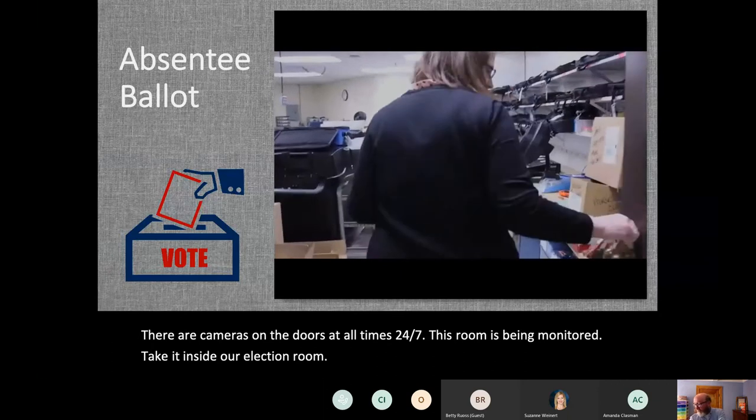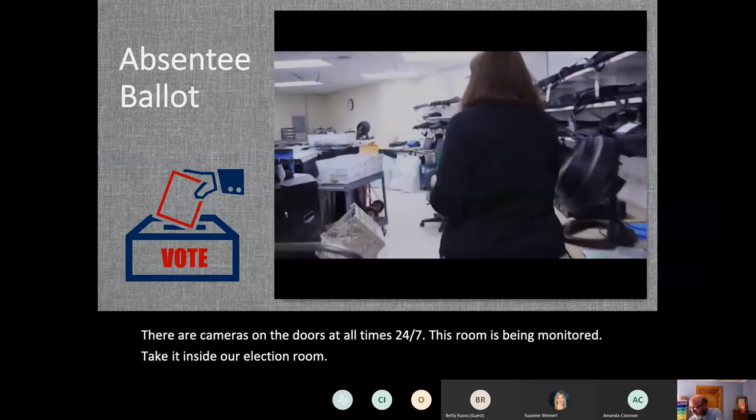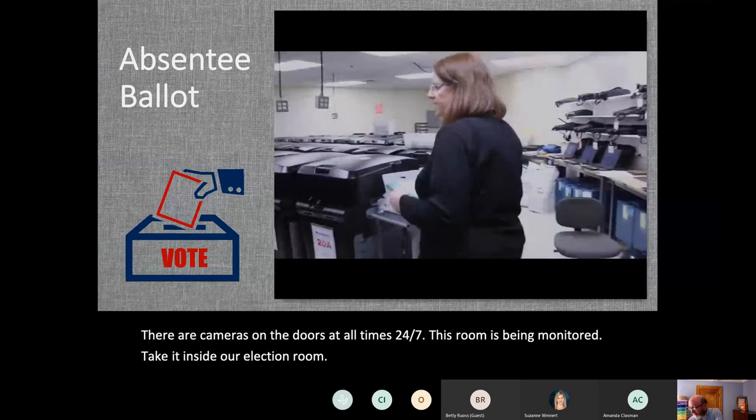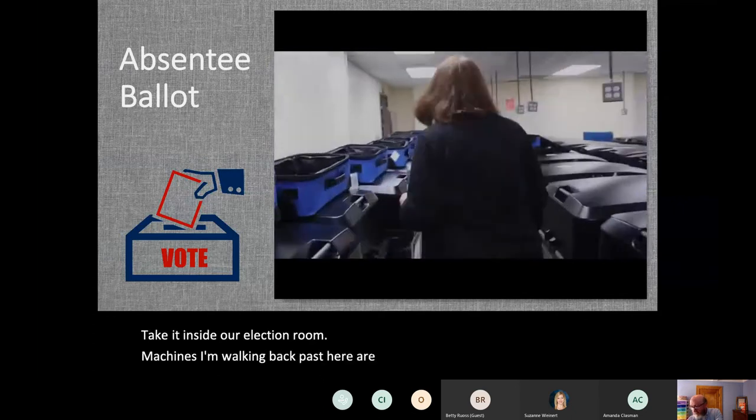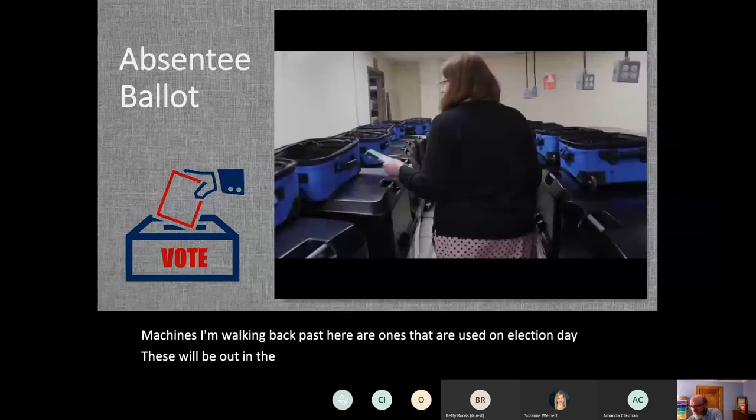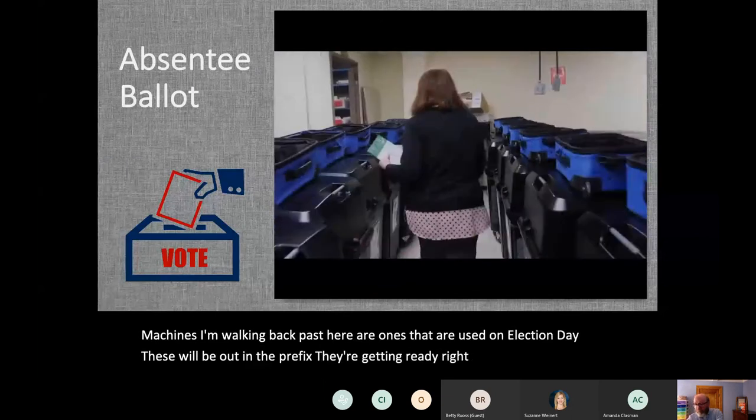The machines I'm walking past are ones that are used on Election Day. These will be out in the precincts. They are getting ready right now with the supplies to go out in 2 weeks.